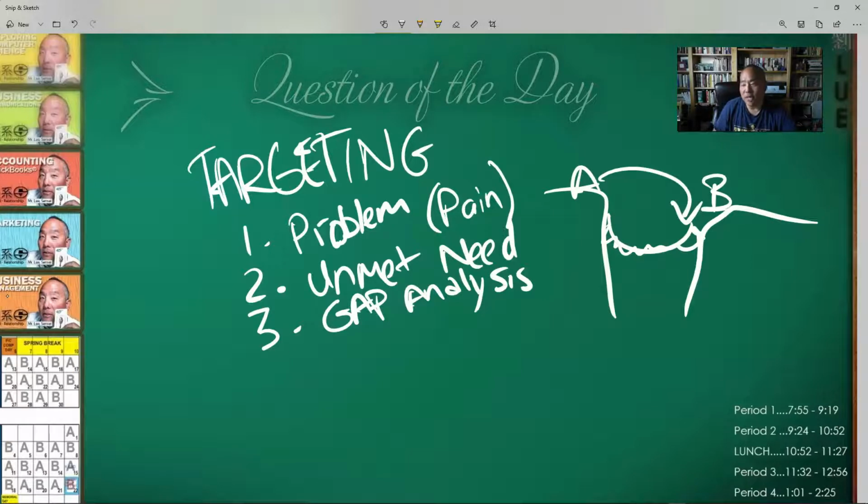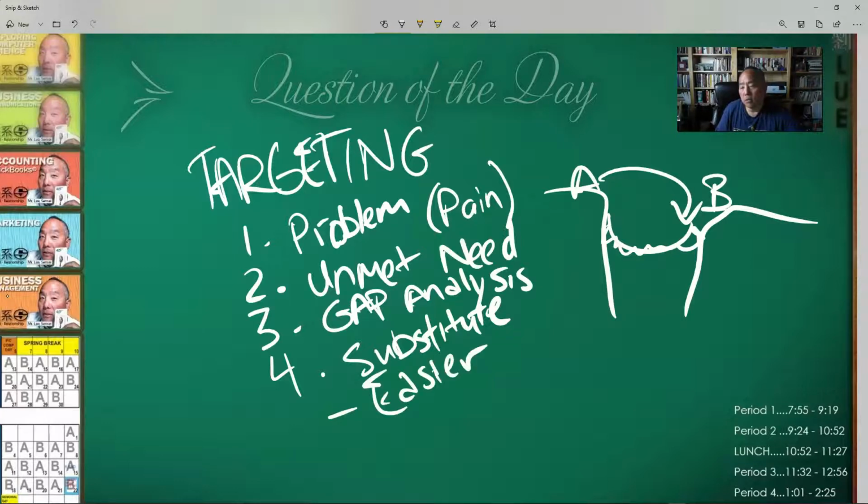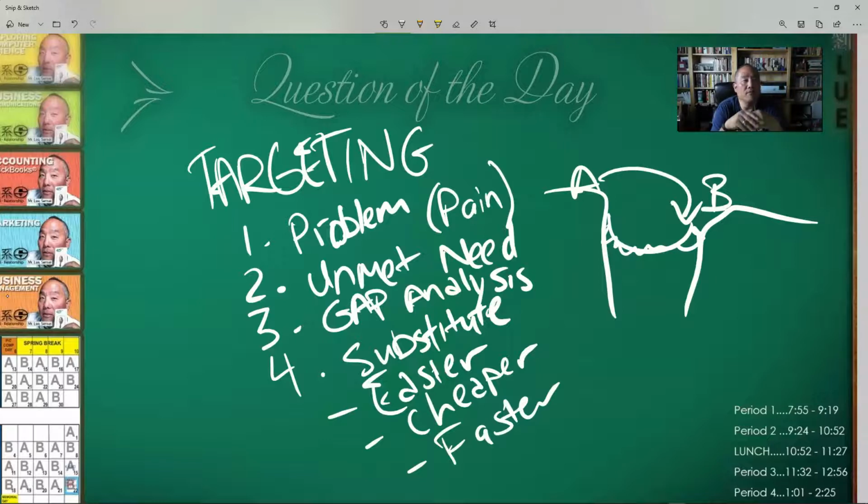And then finally, we have to say, is there an opportunity to create something that is a substitute, okay? Substitute to what we already know or what we do today. And so that substitute ideally makes it easier, okay? Maybe cheaper, maybe faster, okay? Those are some of the things that we're going to look at for a substitute product.